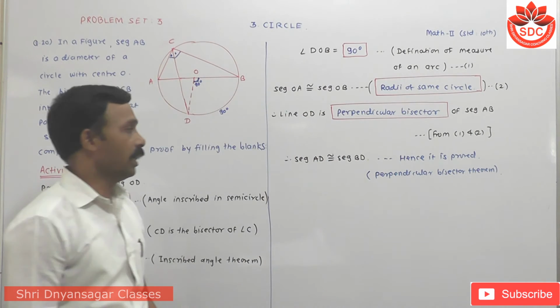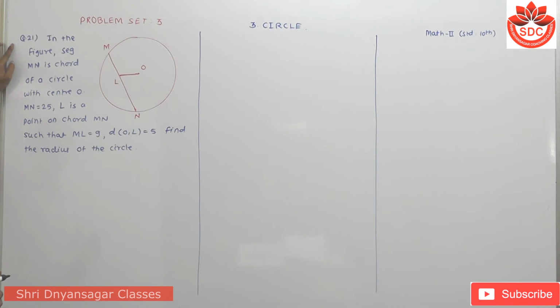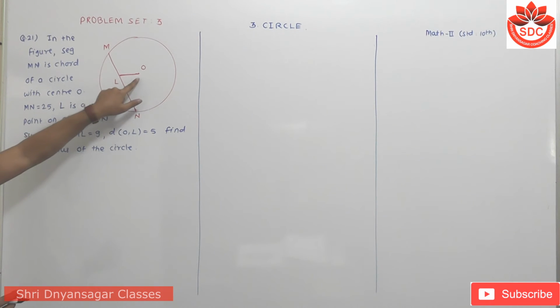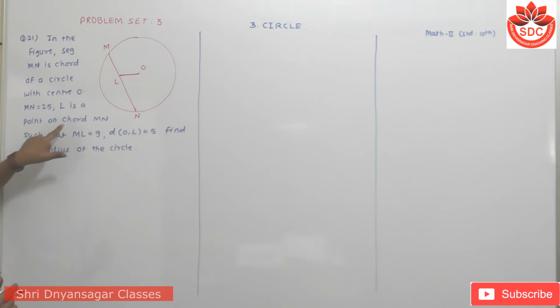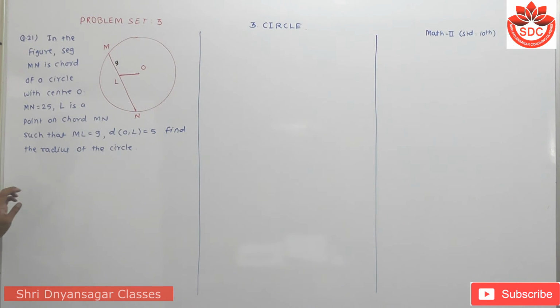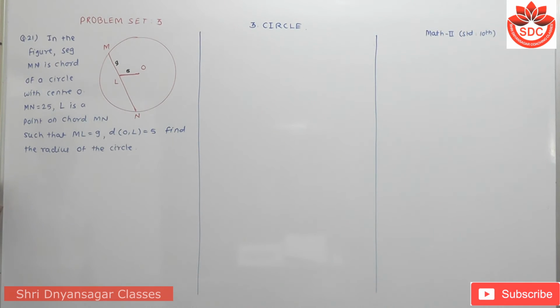Okay, student, we take the next question, question number 21. In the figure, segment MN is the chord of a circle with center O. MN is given here as 25. L is a point on the chord MN such that ML is equal to 9. Distance OL is 5. Find the radius of the circle. You have to find its radius.